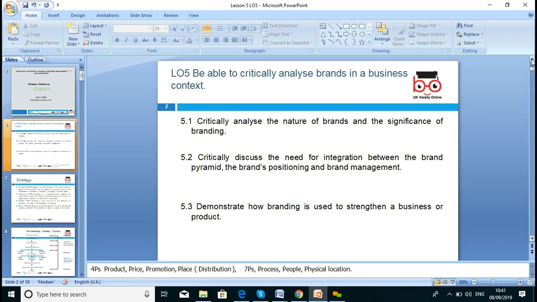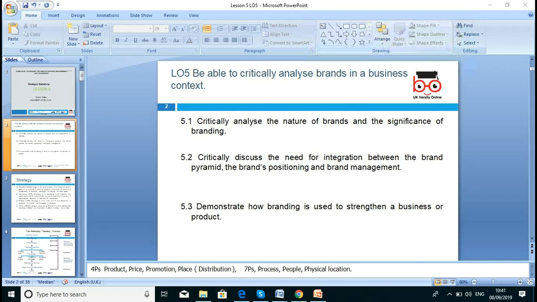The logo itself gives you a clear message. These products have quality, and they have some values in them. So how can we create those values within a brand? Our L05 is about being able to critically analyze brand in a business context. All of this will be the focus of our discussion today.